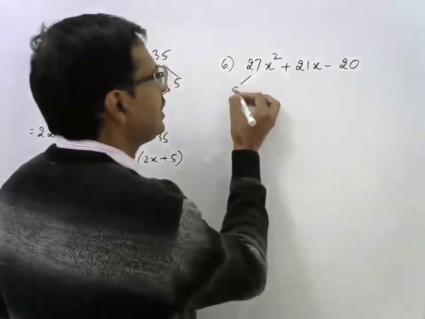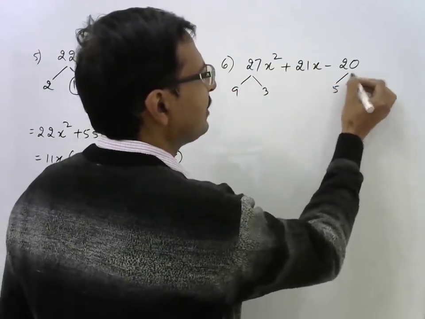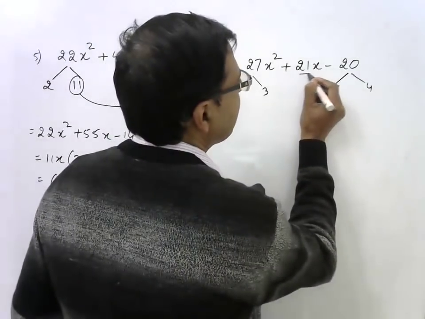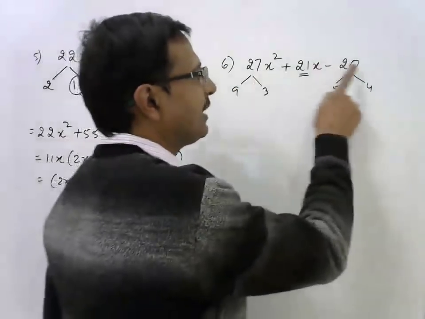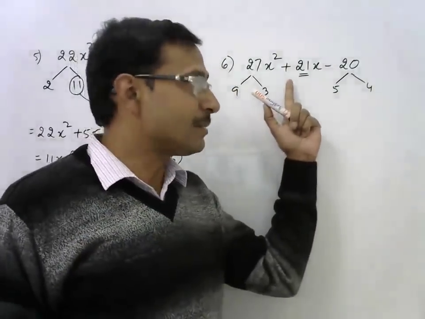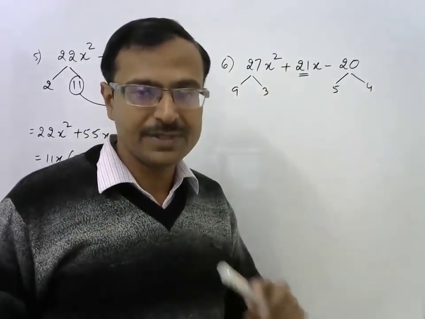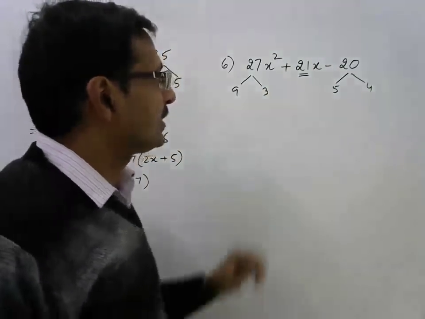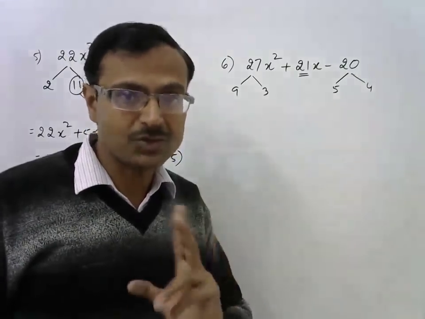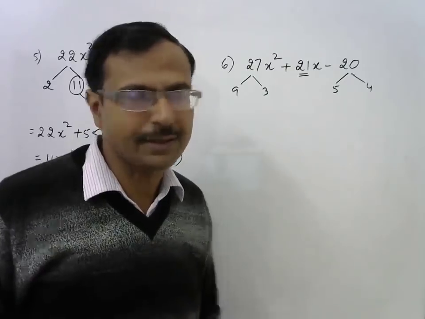Fine. This is 9 into 3, 27, and this is 5 into 4, 20. Now let's see the concept, whether we can get the answer from this one or not. See friends, this is 21 and the product is negative. So whenever the product is negative, we have a large number which is greater than 21 and a small number which is smaller than 21. The smaller number will be negative. Why? Because the middle term is positive, so the larger number has to be positive. Very important thing to understand here.